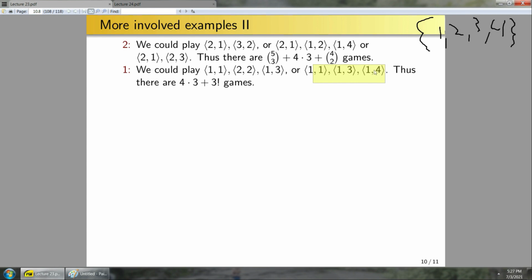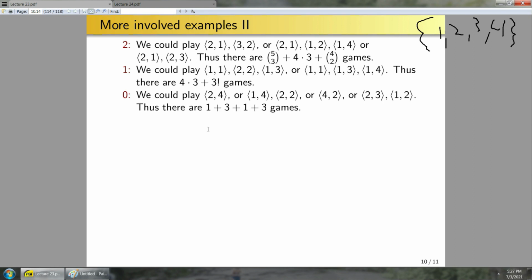And finally for 0 ones, I have 8 points to divvy up between 2, 3, and 4. So I could do 2 4s, or I could do 1 4 and 2 2s, or I could do 4 2s, or I could do 2 3s and 1 2. So again, just breaking down the number of possibilities by brute force here. Thus, there would be 1 plus 3 plus 1 plus 3 games in this case.